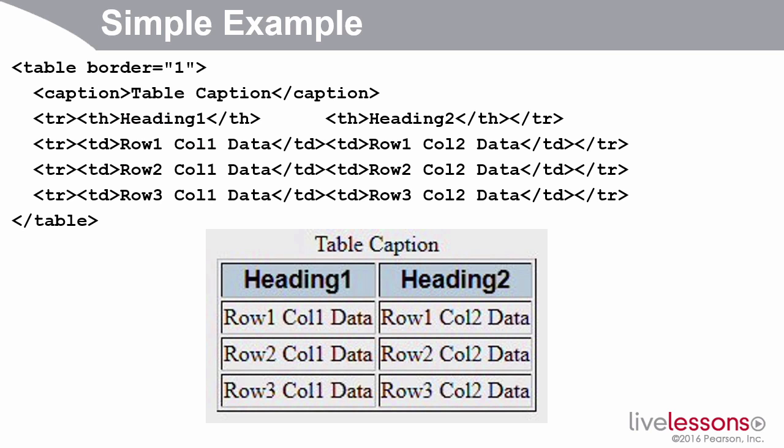So here's a quick example. In this case, I'm presenting tabular data, so I have borders turned on. I use the caption element, and then I have a bunch of TRs. There's no rule that says the THs have to go at the top, but in this case, I have it that way. So I start off with THs, table headings, and then the other rows have TDs, table data cells. And a possible rendering is shown at the bottom.